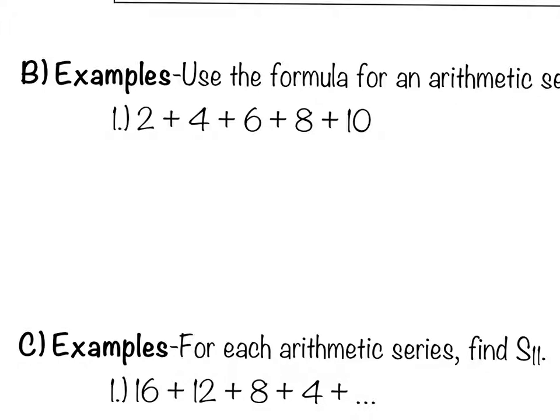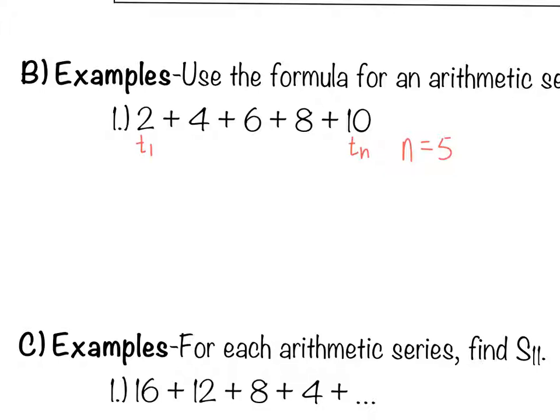Using the formula, remember all we need is the first and last term and how many terms there are. We have the first term, which is t sub 1. We have the last term, which is t sub n. And we have how many terms there are: n would equal 5, since there are 5 terms. So we have everything we need to find the sum of this.